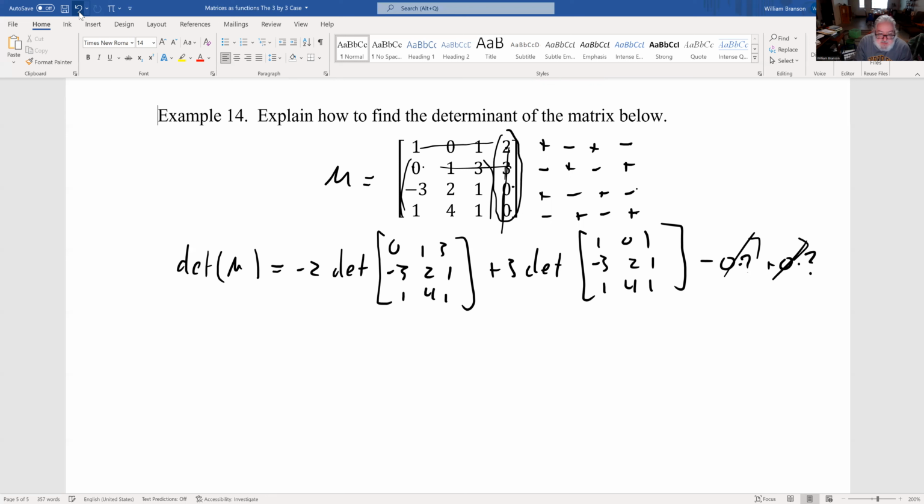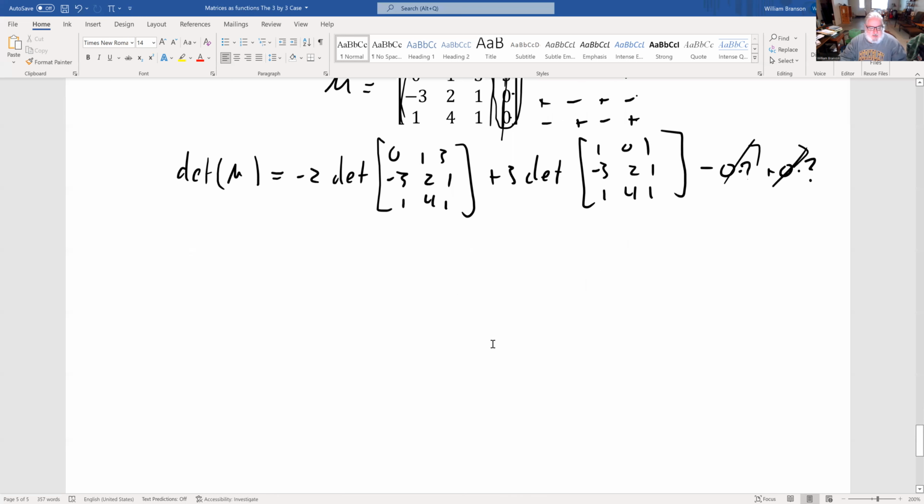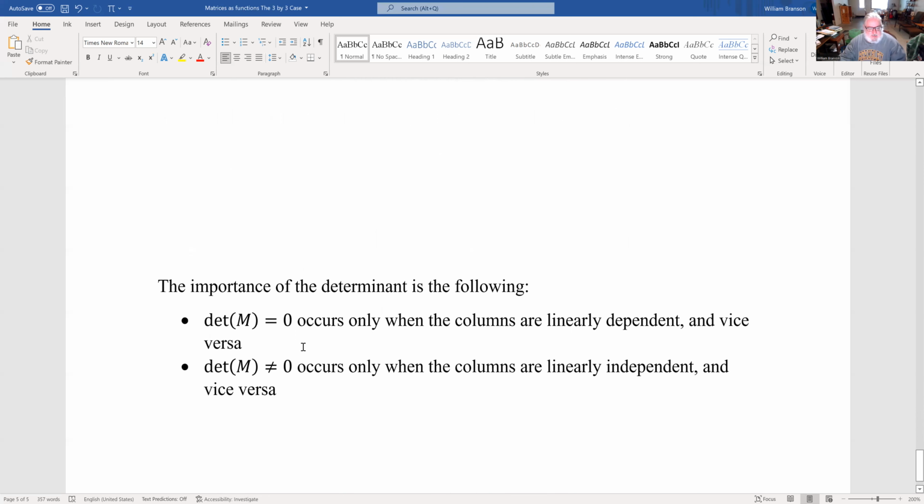And then you calculate this out because now this is a 3 by 3 matrix and you can figure out how to find the determinant of that. And then it gets really tedious. We're not going to actually try and find determinants of matrices bigger than 3, I don't think, because it's just numerical grind. Anyway, importance of determinants. Determinant of M equals 0 means the columns are linearly dependent. Determinant of M does not equal 0 means the columns are linearly independent. And that is that.